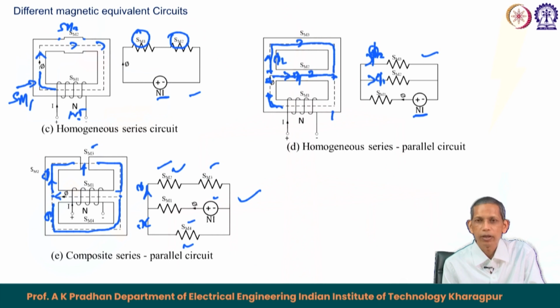So these are the different combinations of magnetic equivalent circuits. We can have more complex circuits with different combinations, like we dealt with in DC circuits or AC electric circuits.